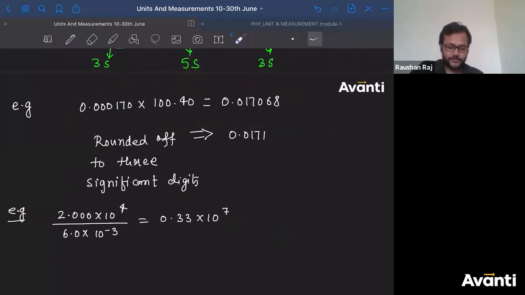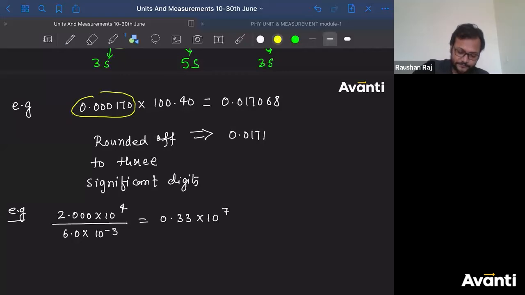Now here, 0.000170 into 100.40. When you multiply this, this is the answer you are going to get. But what will be the number of significant digits that should appear in the resultant? Tell me how many significant digits should appear in the resultant. So you have to think how many significant digits are there in this part. Tell me, how many significant digits are there in this?